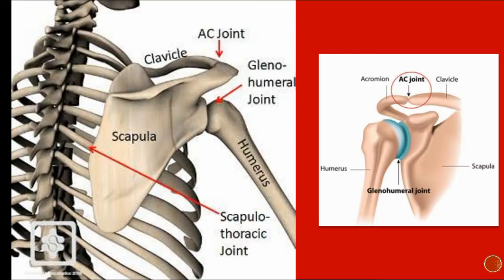Next one is joints of scapula. There are mainly three types of joints. First one is the acromioclavicular joint between the acromion process and clavicle bone. Then the glenohumeral joint between the glenoid cavity and head of the humerus. Next one is the scapulothoracic joint between scapula and thoracic cage.